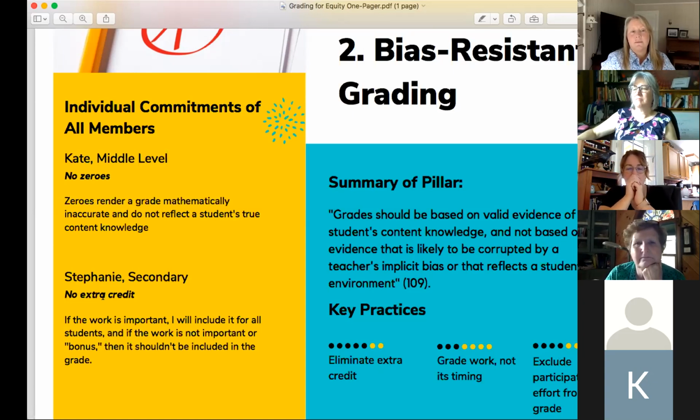So then we have another no zeros policy, which again goes along with the mathematical accuracy pillar, number one. If we're talking about grades as a reflection of knowledge, then a zero doesn't accurately reflect knowledge. There's not no knowledge. That's ridiculous. And Stephanie's no extra credit, because we know that extra credit is used for a lot of dubious purposes. Sometimes it can serve as a fail-safe. If a student doesn't end up with the grade that you think they deserve, you can throw in some extra credit. But if we're grading a student's knowledge, if it's important, it should be part of the regular grade and what you teach. And if it's not important, you shouldn't need to include it as part of a grade.